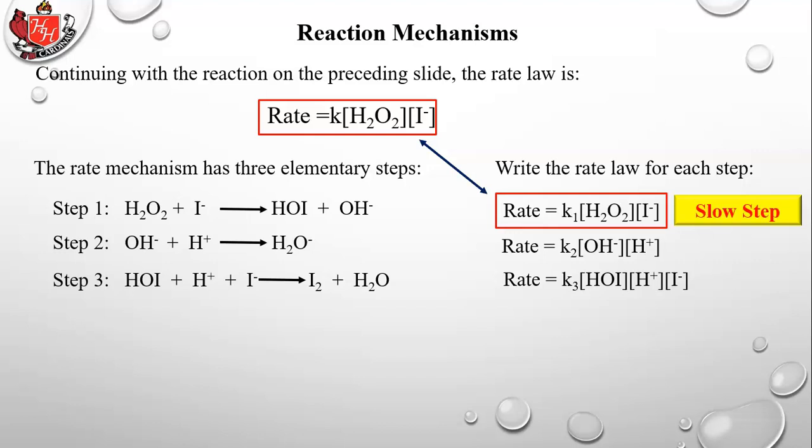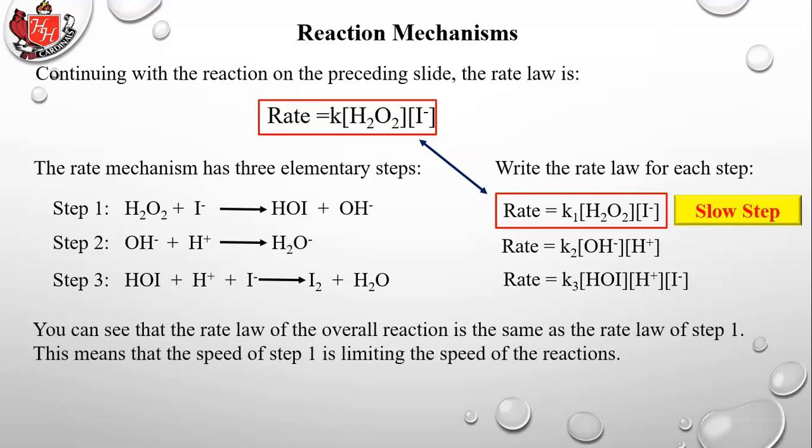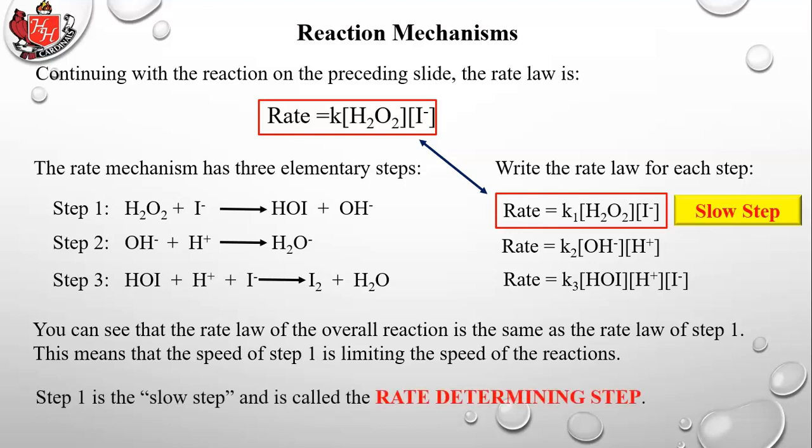So if step 1 is the slow step, however fast it goes, that's how fast the overall reaction can go. It can't go any faster than that. So the overall reaction cannot go any faster than its slowest step. That means the rate law for the slowest step is going to be the rate law for the overall reaction. You can see that the rate law of the overall reaction is the same as the rate law of step 1, which is the slow step. This means that the speed of step 1 is limiting the speed of the reactions. So step 1 is the slow step and is called the rate determining step because it determines how fast that reaction can take place.